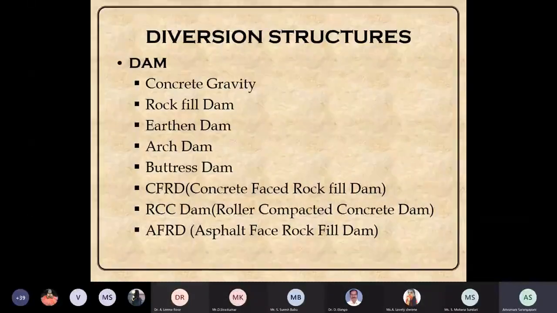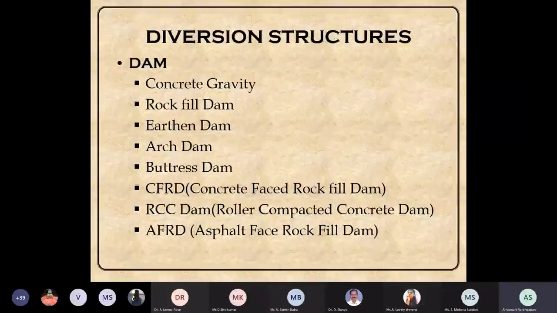Dams are mostly divided into these types: concrete gravity, rock-fill dam, earthen dam, arch dam, and buttress dam. CFRD is concrete faced rock-fill dam, RCC dam is roller compacted concrete dam, and AFRD is asphalt faced rock-fill dam. More have now been introduced, like steel faced, timber faced, and geomembrane faced rock-fill dams.